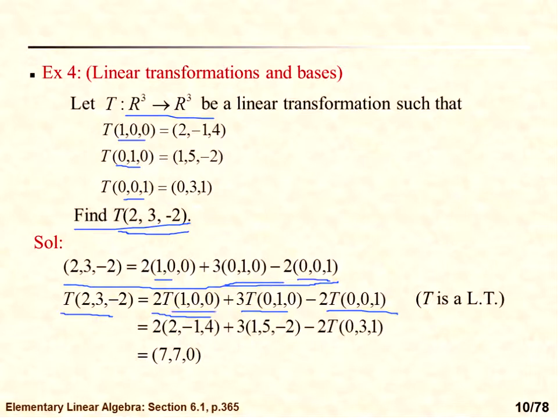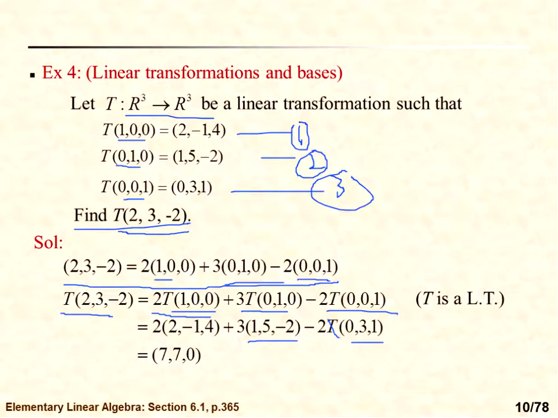I apply the transformation. We know that the transformation of (1,0,0) is equal to (minus 2, 1, 4). From 1 we get (2, 1, 4), and from 2, the transformation of (0,1,0), we can get (1, 5, minus 2), and from 3, the transformation of (0,0,1) we get (0, 3, 1). It is not 3, it was written wrong. So we get (0, 3, 1). So combine all of them, we get 770.